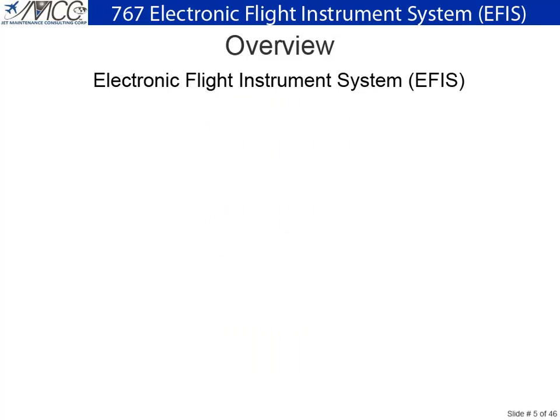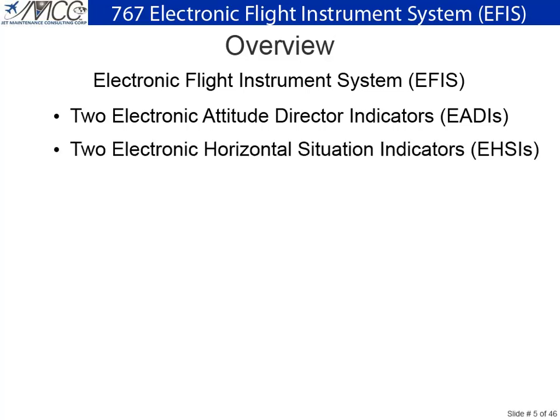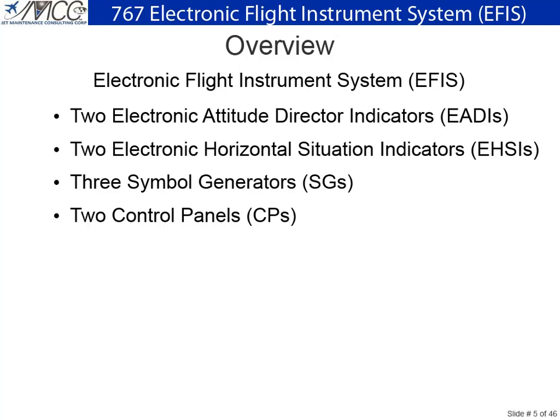The Electronic Flight Instrument System consists of two Electronic Attitude Director Indicators, or EADIs, two Electronic Horizontal Situation Indicators, or EHSIs, three Symbol Generators, or SGs, two Control Panels, or CPs, and an Ambient Light Sensing System.